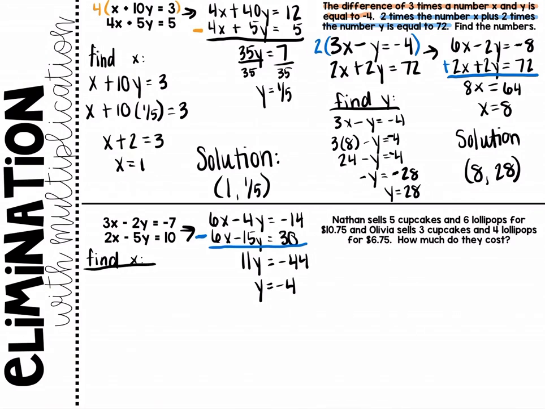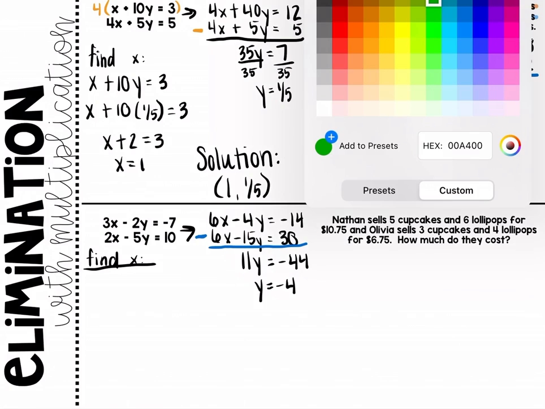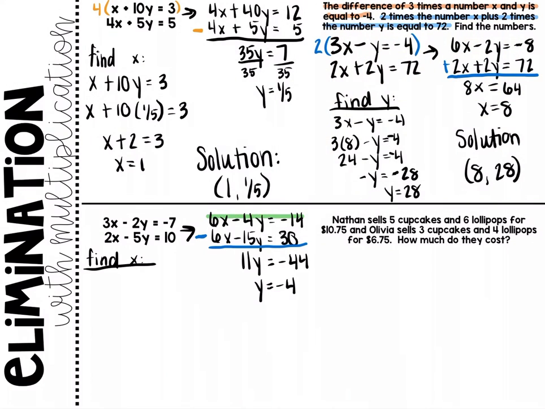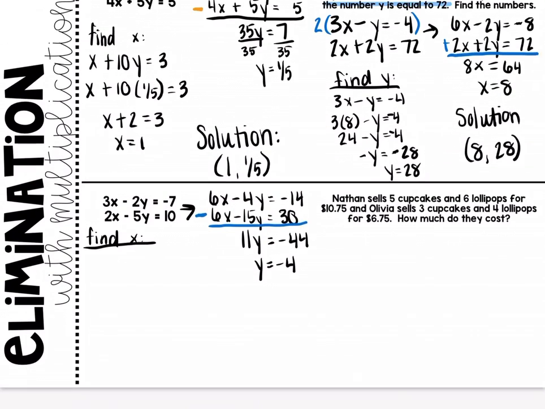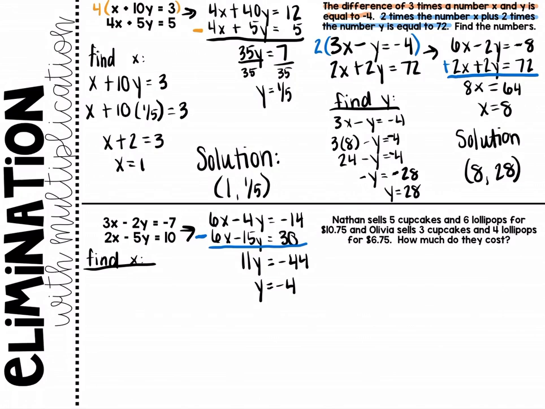Now, when we're finding x, we can use any of the equations. So we can use this equation, we can use this one, we can use this one, we can use this one. Any of them will give you the correct answer as long as you plug it in correctly. All right, so I'm going to pick 3x minus 2y equals -7. You could pick any of the 4, it does not matter, and plug in.